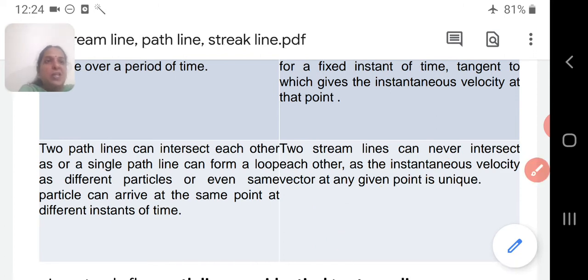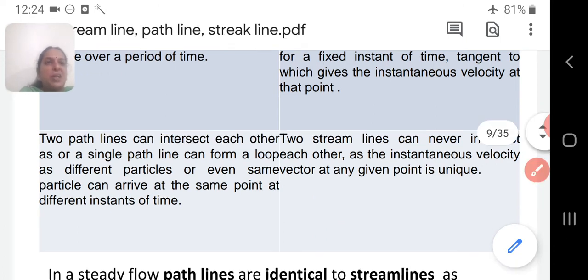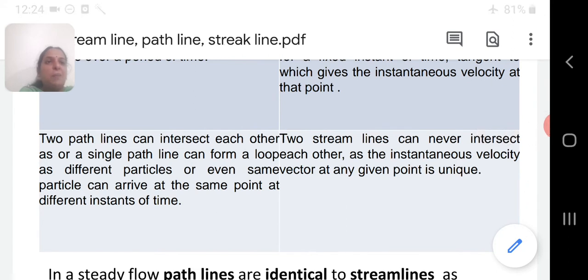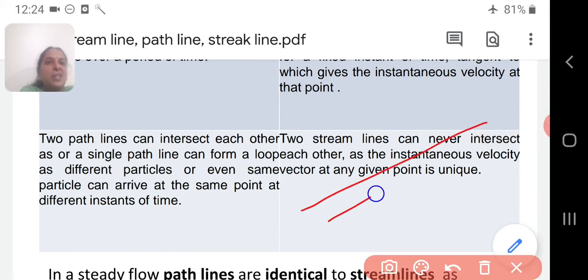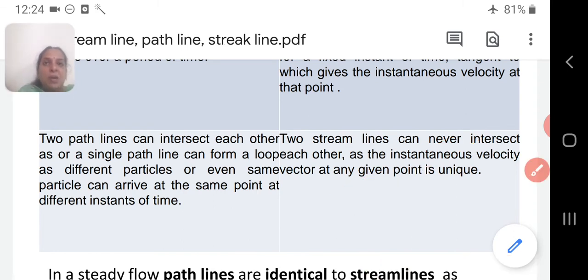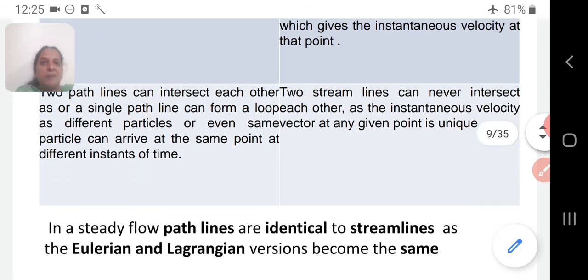But in streamlines, two streamlines will never intersect each other. That means it follows some straight line, or you could say it is parallel, which will not intersect each other, as the instantaneous velocity at any given point is unique. Why? Because the velocity vector at any given point is unique in case of a streamline.